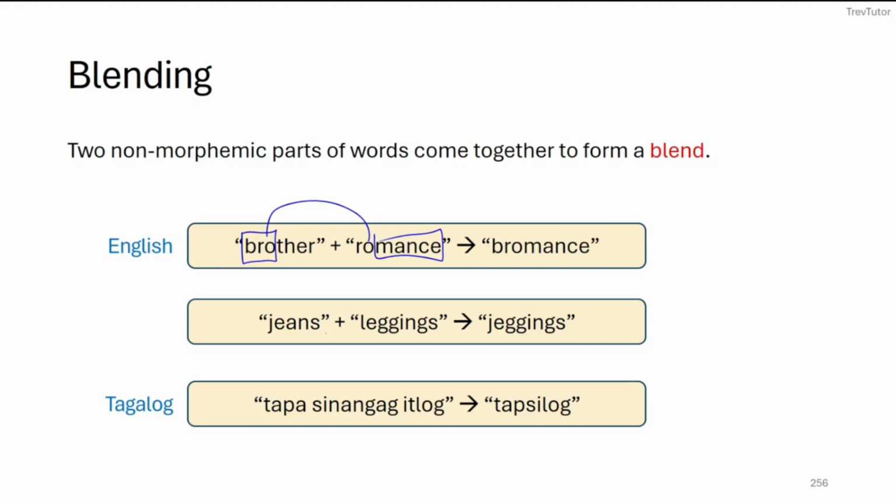So this is where you remove the A off tapa, you remove the nangag off the middle word, and then you take it off the last word, and you get tapsilog.